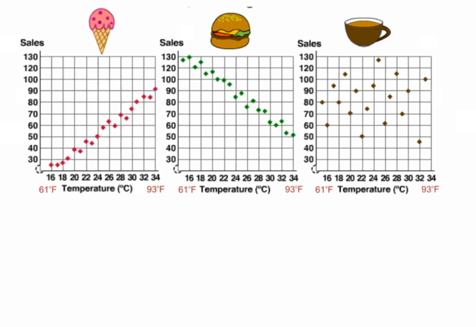Now, coffee, everybody loves their coffee. And it doesn't matter if it's hot or cold, they're drinking their coffee. So it's kind of all scattered all over the place. A scatter plot could be that way. It could be in a lot of different places. There's a lot of different possibilities.